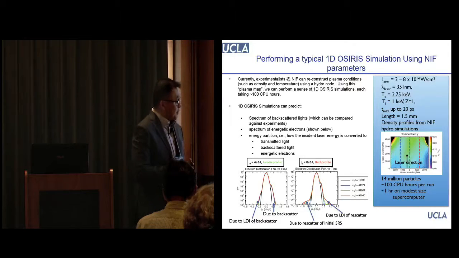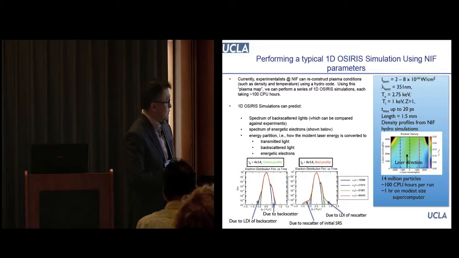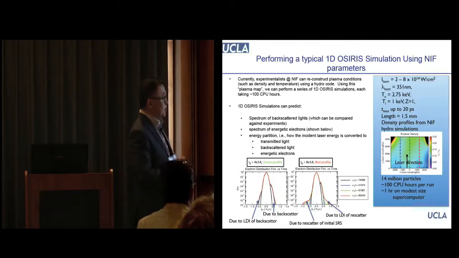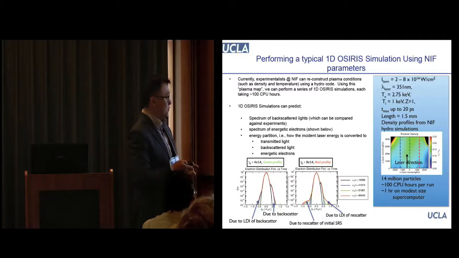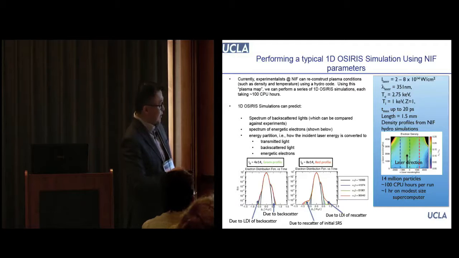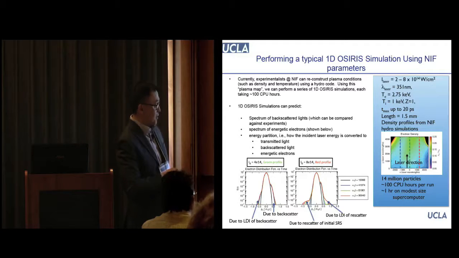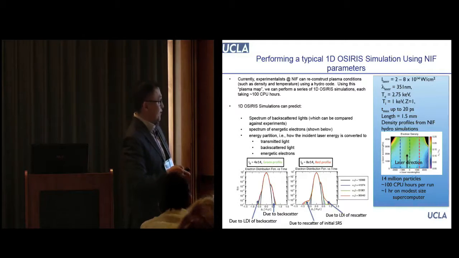In the past, we've been doing a lot of simulations in 1D using the code OSIRIS. This is what a typical workflow is like using 1D OSIRIS. At the end of each laser shot, the experimentalist can run a hydrocode and produce the plasma conditions inside the fusion target, so we can find out the density and the temperature in the hohlraum.